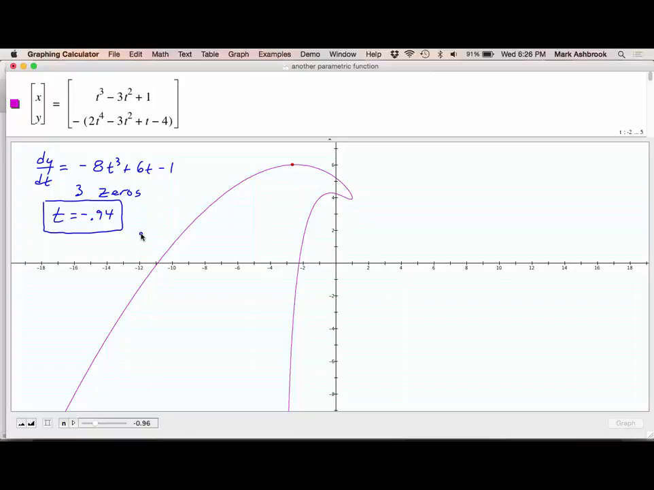Okay? And then another one of those high points where dy/dt is 0 is going to be somewhere around here. Around t equals 0.8, you're going to get another place where dy/dt equals 0, and that's indicating a high point. And then what was the third one? There was a third dy/dt equals 0.